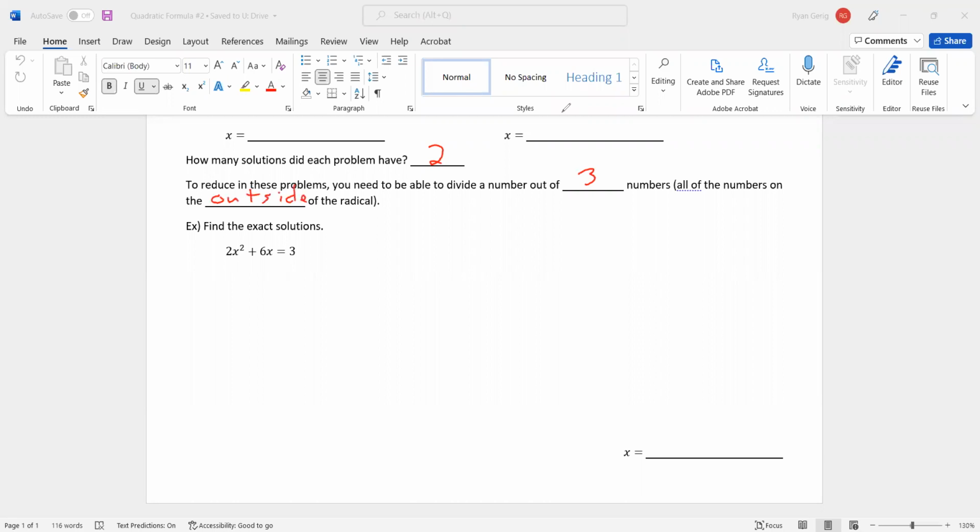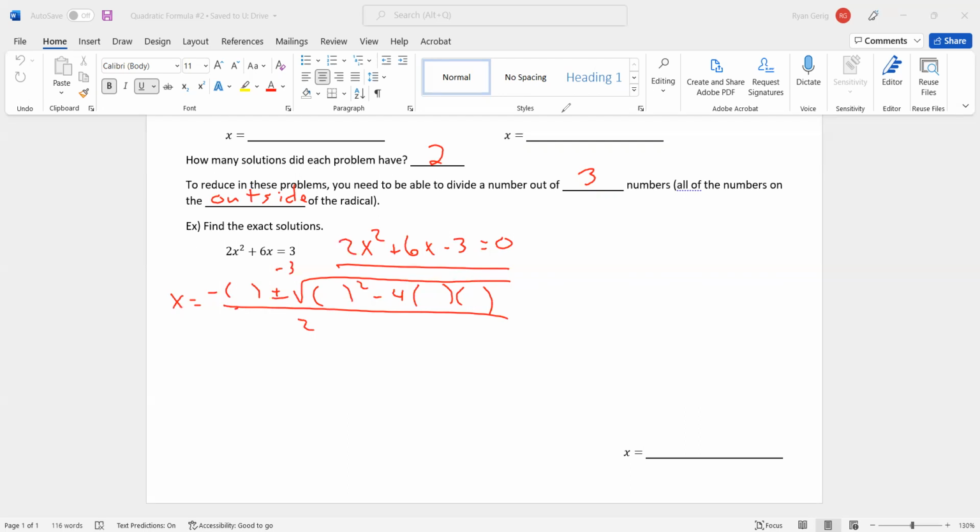So let's do another problem. Find the exact solutions is what you'll see me say. I need to get a equal to 0 before I start, so I got to subtract 3. So I get 2x squared plus 6x minus 3 equals 0. So that's my starting point here. All right, so x equals negative b plus or minus the square root of b squared minus 4ac. b is 6, a is 2, c is negative 3, a is 2.